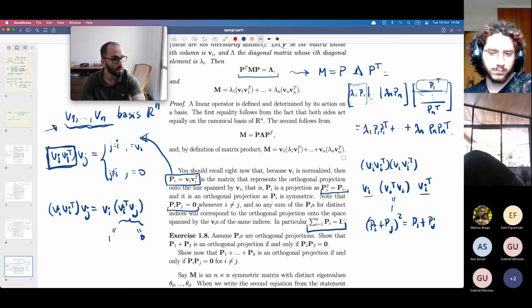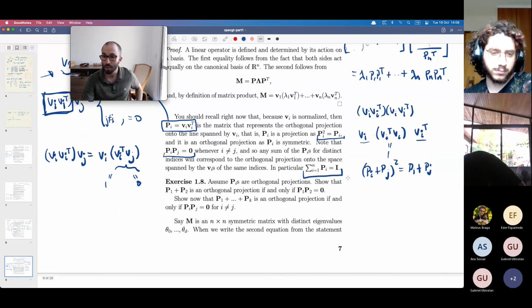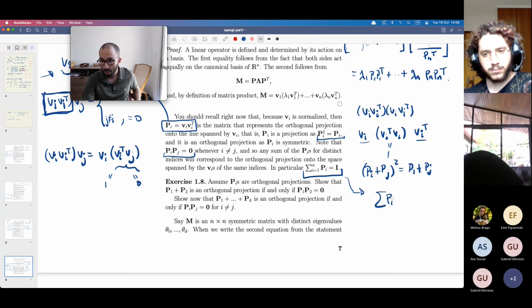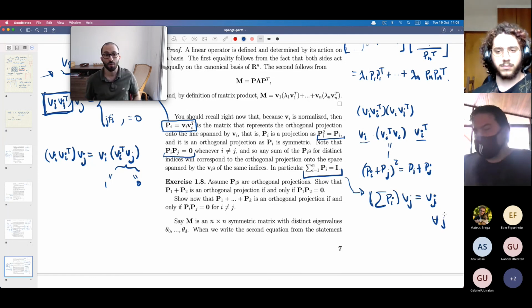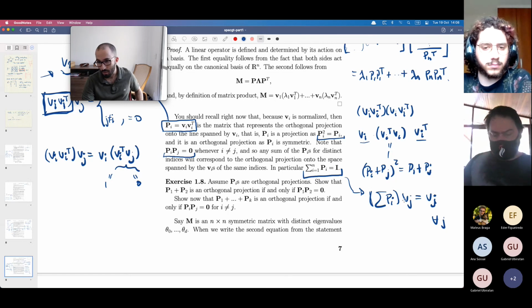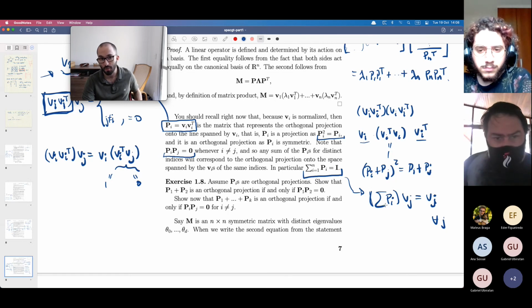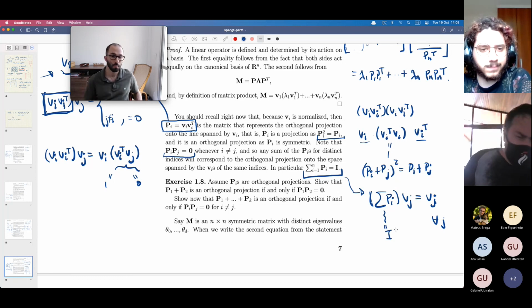You can check that this is true using several explanations. For example, you can check also that if you multiply the sum by a particular Vj, the result is Vj, and this is true for all j. So if something preserves all elements of a basis, you know that this matrix must be the identity matrix. Okay.